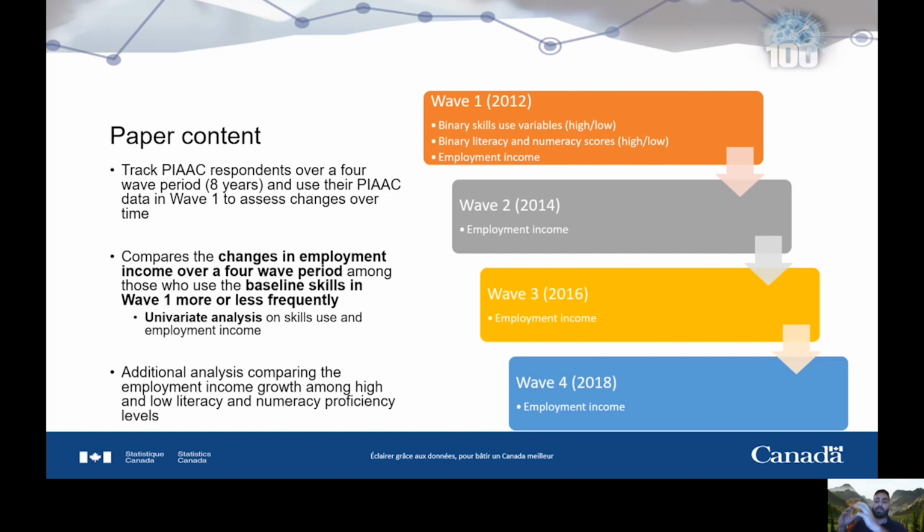So in total, we examine the change in employment income over a 4-wave period among those who use skills more or less frequently in wave 1. The research question here is which skills, when used more or less frequently, result in the most growth in employment income over a 4-wave period. Just to note that these are descriptive statistics and do not account for confounding factors, as would be included if a multivariate analysis was conducted. We also assess differences in employment income growth among those who achieved high or low scores in the literacy and numeracy proficiency levels in wave 1.